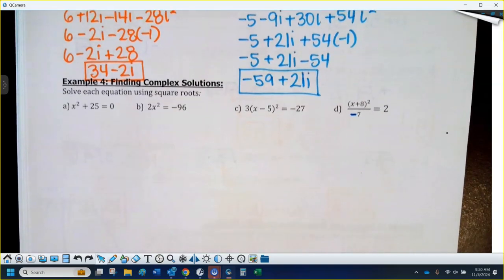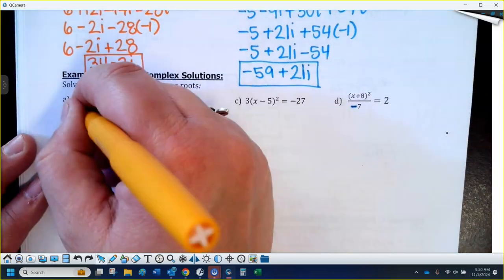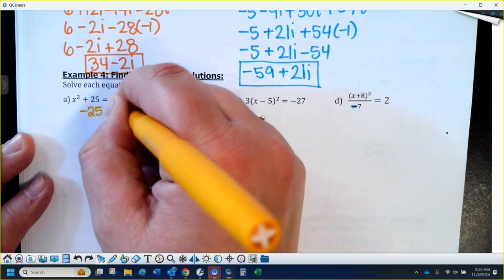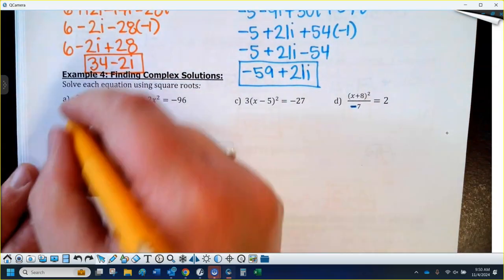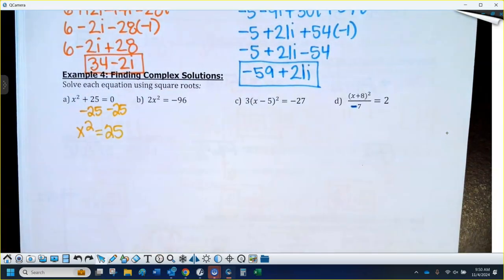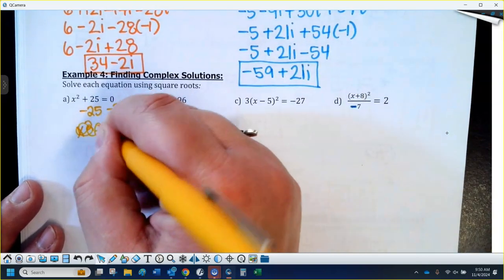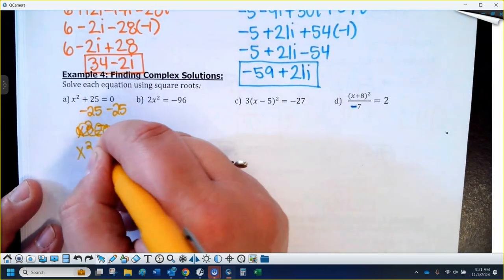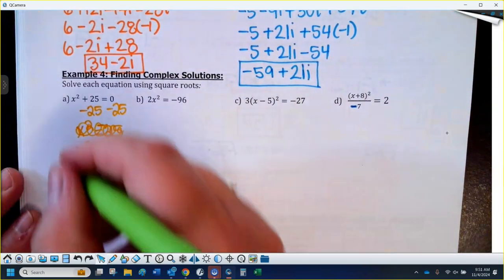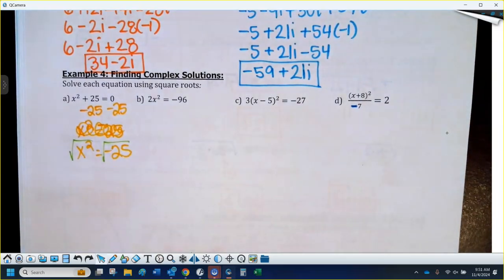Each one of these is just a teeny tiny bit different, but I'm going to try to get x squared by itself. So on this first one, I have x squared plus 25 equals 0. So I can get x squared alone by subtracting the 25. And then I'm going to have x squared equals negative 25. Like I said, last week we would have said no real solution, which is true. This does not have a real solution, but it does have imaginary solutions.